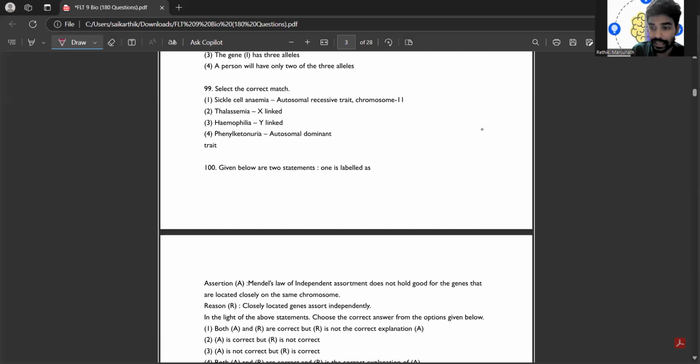Then 99 is to select the correct match. Here, sickle cell anemia is an autosomal recessive trait, chromosome 11, that is correct. The second one is thalassemia, it is X-linked? No, it is not. Rather, it is autosomal recessive again. Then hemophilia is not Y-linked, rather it is X-linked. Then phenylketonuria is not autosomal dominant, rather it is autosomal recessive.